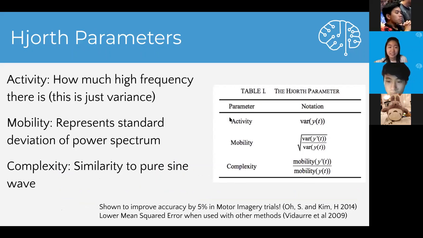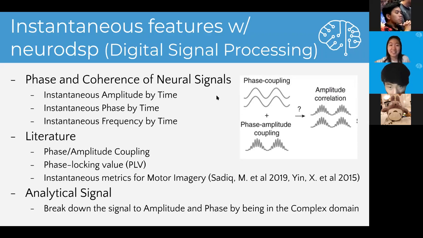Cool. Hopefully that wasn't too much information yet, because we still have some more. We'll also take a look at instantaneous features with NeuroDSP, which is the digital signal processing toolbox that the Wojtek lab here at UCSD developed. These are just some of the things you can do with it. There's some more, but we won't go through all of them. In particular, we'll look at the phase and coherence of neural signals. To get this, we have 3 time series values that we can extract from our EEG data: amplitude, phase, and frequency.